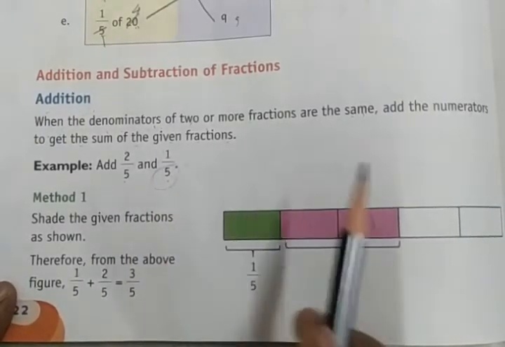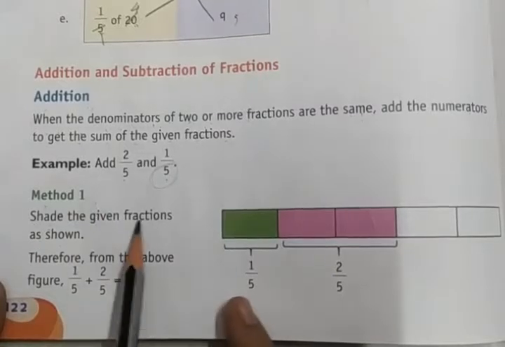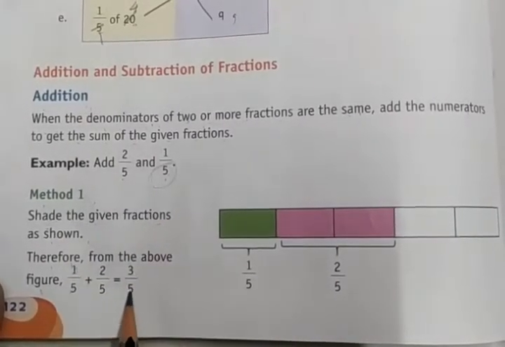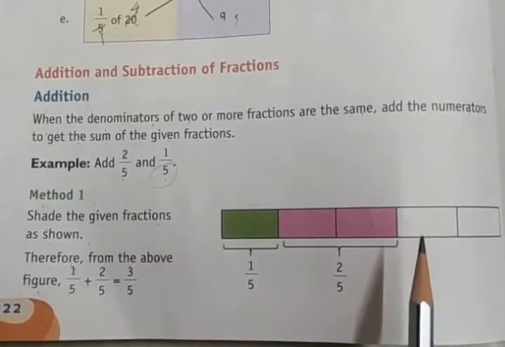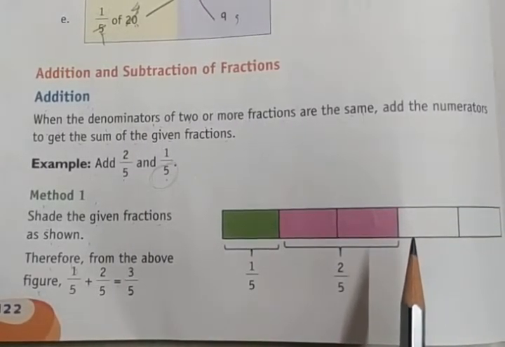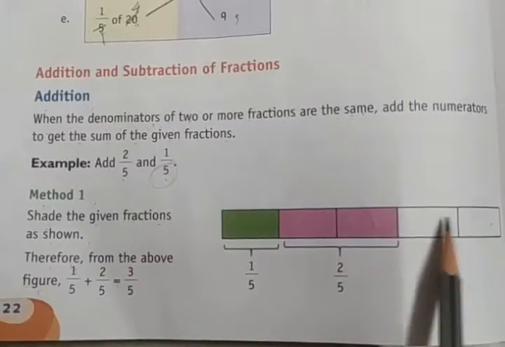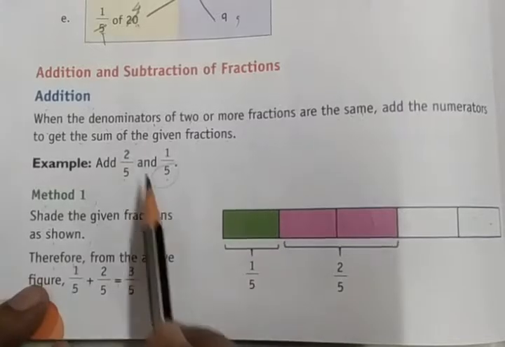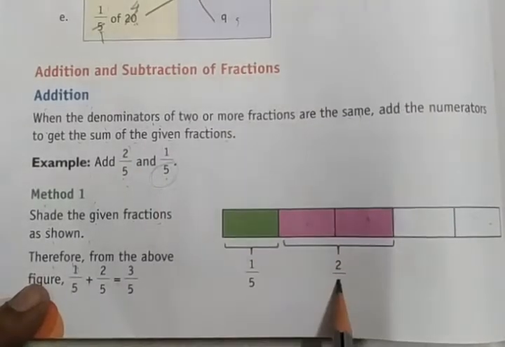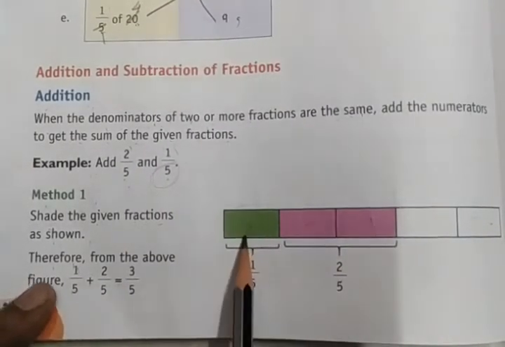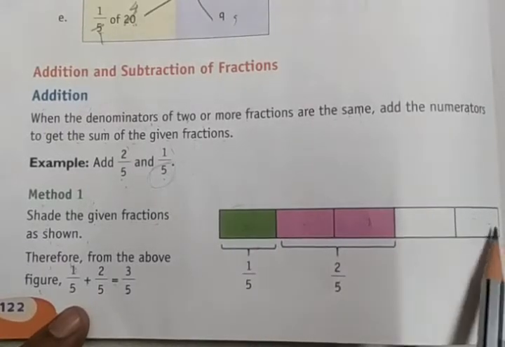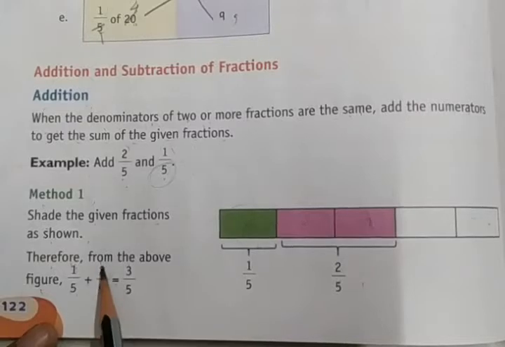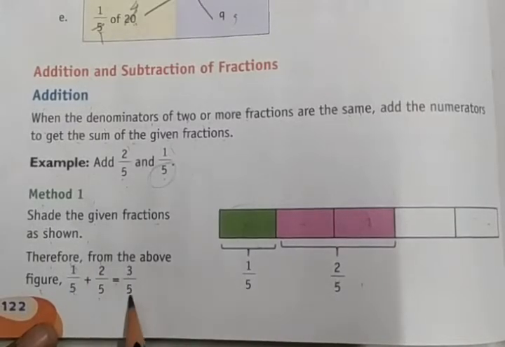How? The method is very simple. Method 1: shade the given fractions as shown. Therefore, from the above figure, 1 by 5 plus 2 by 5 is equal to 3 by 5. So it means that one whole is made as 5 parts. 1 part, 2 parts, 3 parts, 4 parts, 5 parts. Out of 5 parts, this is 2 by 5. Then 1 by 5. The whole shaded part is 1, 2, 3. This is 3 out of 5. So 1 by 5 plus 2 by 5 is equal to 3 by 5.